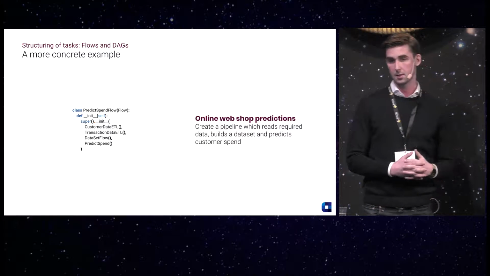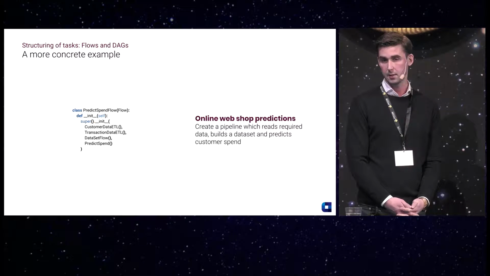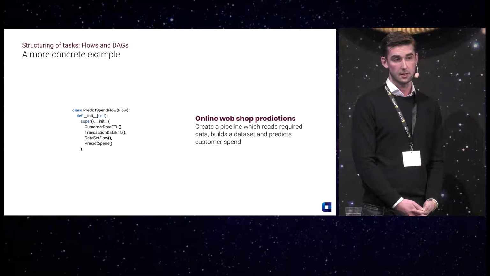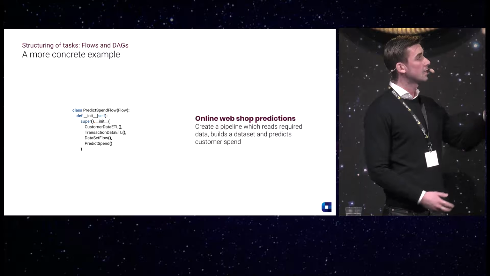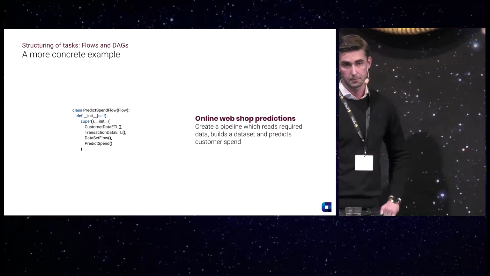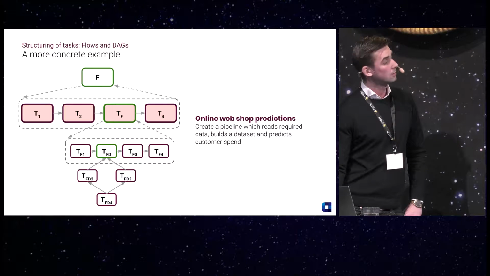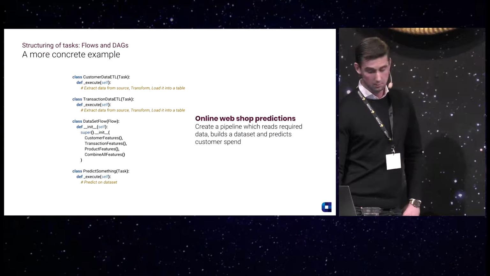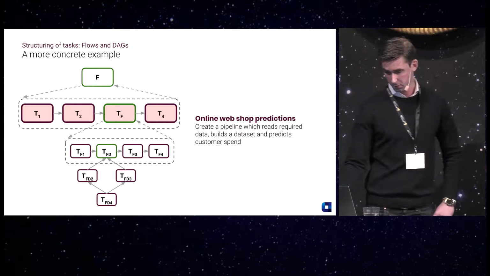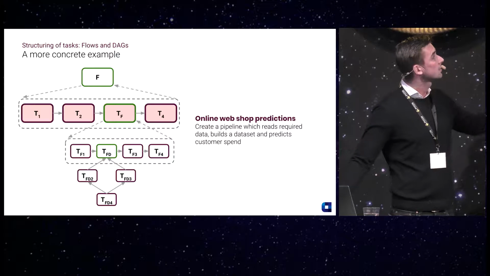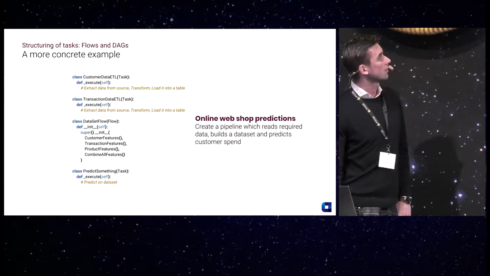And the tasks in this example would be to load some customer data, load some transaction data, build a dataset, and then predict some spend. And as you see here, dataset itself is a flow. So if we go deeper into, oh, it's not highlighted, sorry. If we go deeper to the level below the flow, we can look at the code like this.